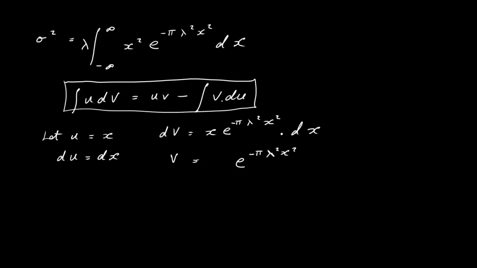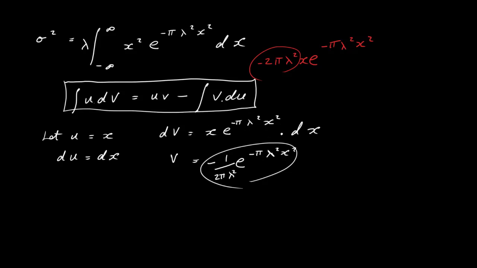If I differentiate that, I'll get e to the power of minus pi lambda squared x squared. Now because it's not e to the power of x, it's e to the power of some function of x, we need to differentiate the power. If I differentiate the power here, what I end up with is minus 2 pi lambda squared x. I have this part here, but I have an extra bit that I don't need, so I'm going to have to get rid of that bit. How am I going to get rid of that? Well, I'm going to put in a minus 1 over 2 pi lambda squared here. And now when I differentiate this, I should end up with this here exactly.